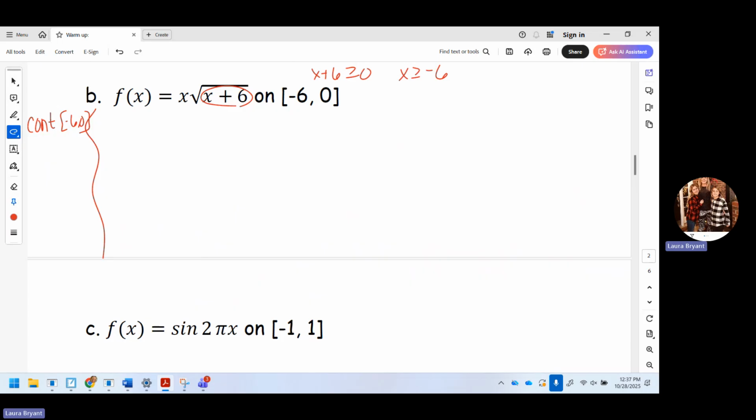So we're good because my interval starts at -6 and goes up. If my interval was -10 to 0, that would have been a problem, but it starts at -6, so we're good. So is it continuous? Yes. Is it differentiable? Open interval, -6 to 0.